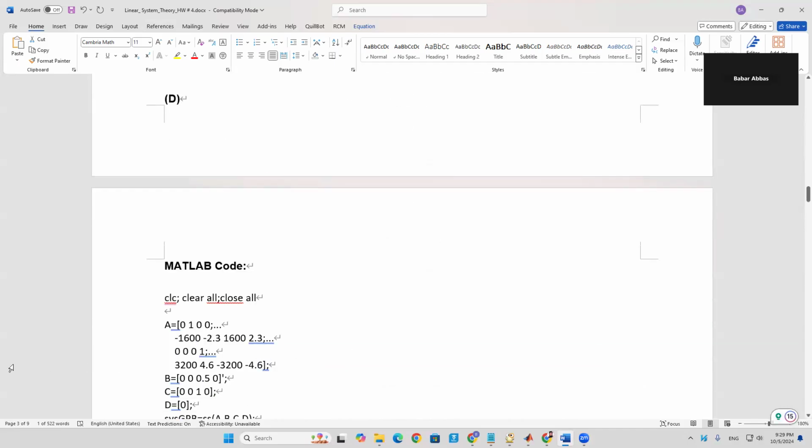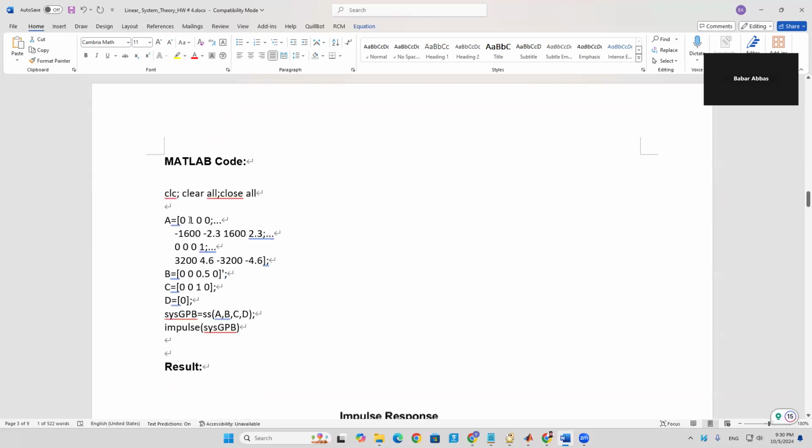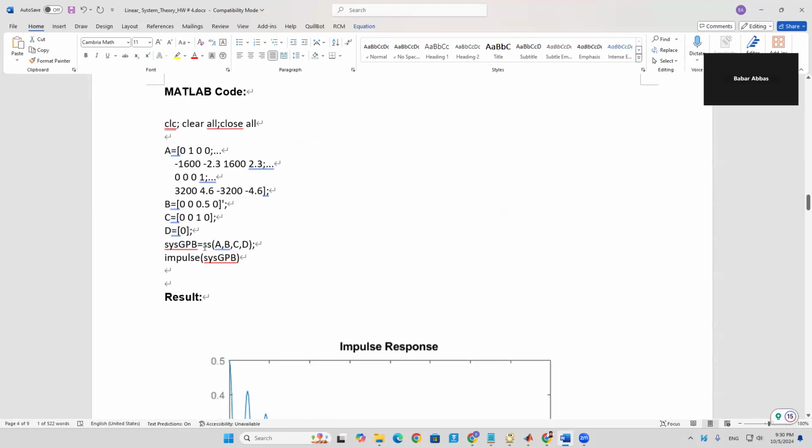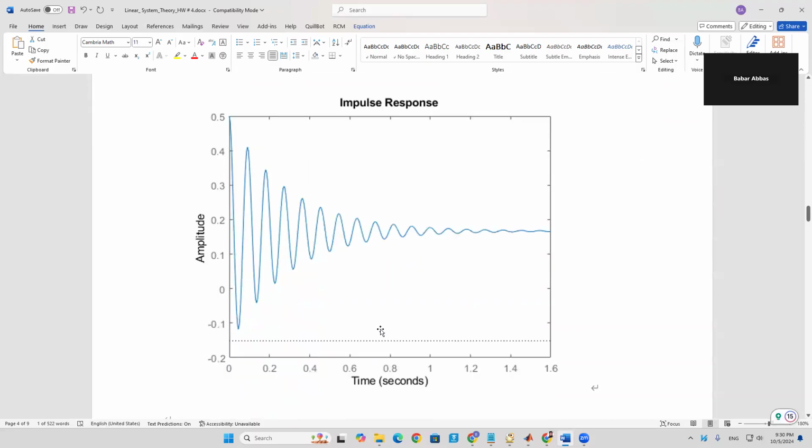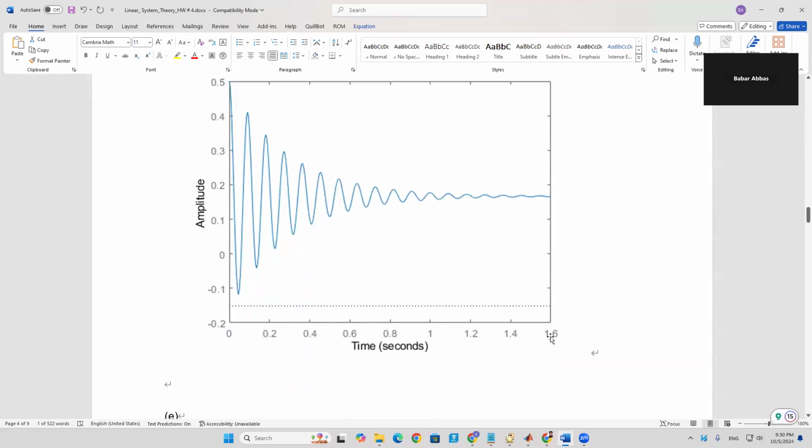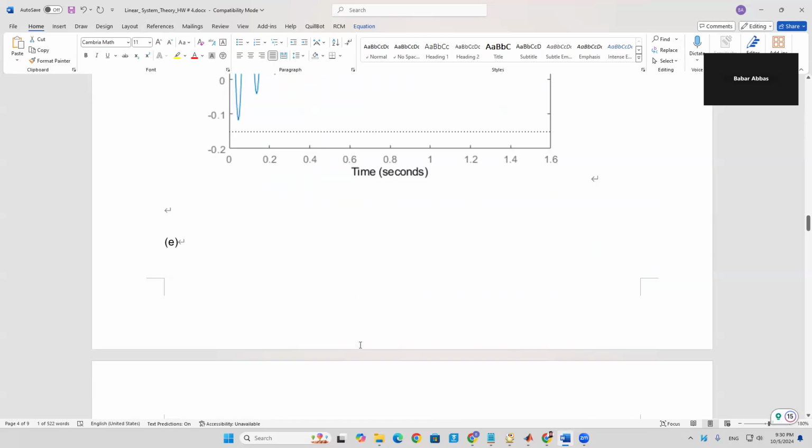Now part D says to write the equation in state space representation, Ax plus Bv, y equal to Cx plus Dv. And similarly, this is the system matrix A, this is B, this is C and D, and this is the state space representation of the system. SS stands for state space, and this is the impulse response of the system in the time domain. So as the time goes to infinity, the response of the system goes to 0.